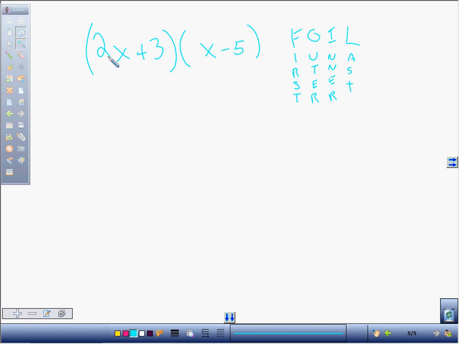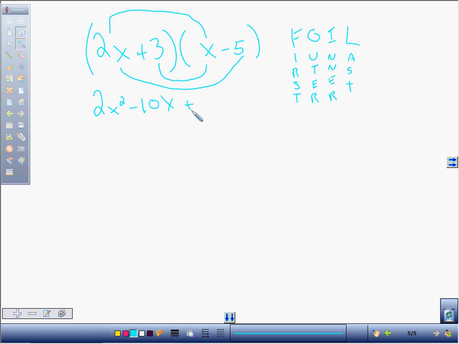And so what that means is you're really doing the distributive property, but you're going to multiply the two first terms together. So what's 2x times x? 2x squared. Then you're going to look at the outer terms. Outer means on the outside. What's 2x times negative 5? Negative 10x. What's 3 times x?